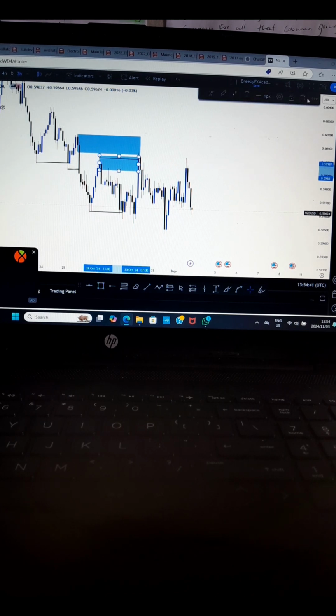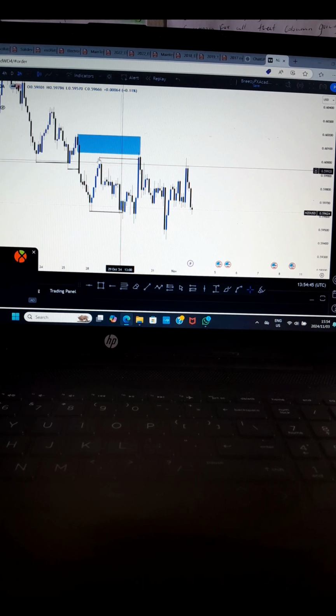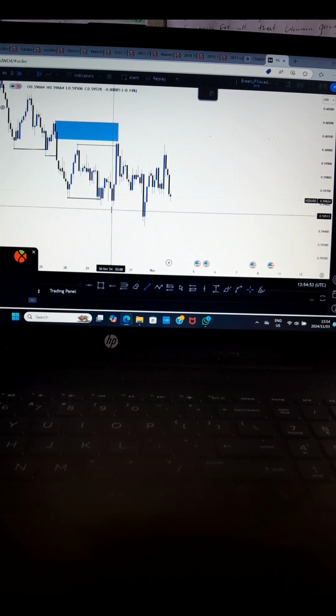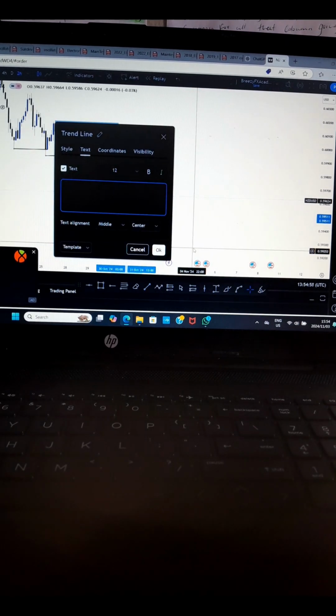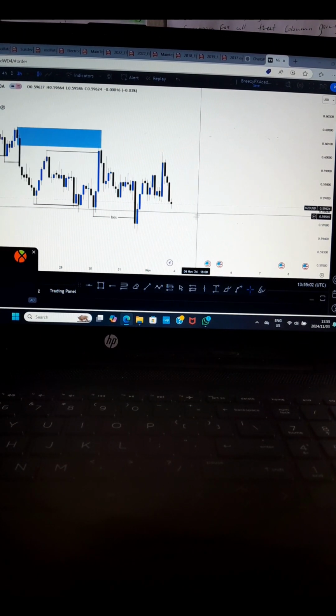But as you can see, the buyers were fully in the market at this point, and the supply couldn't hold, and instead this level is the one that was able to actually hold. So as you can see, again, the market created another break of structure at this point, and from this break of structure, you can see that we had a level of supply at this point.